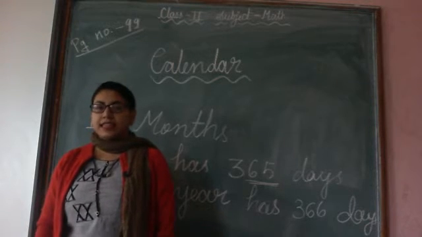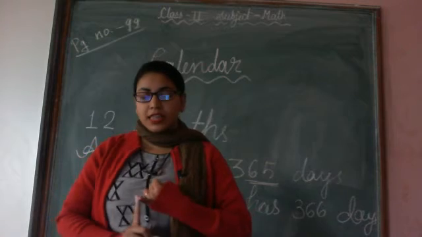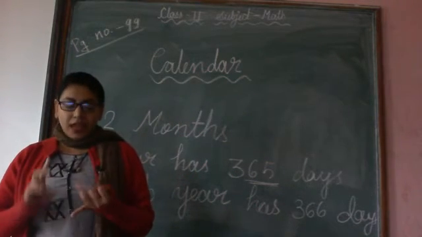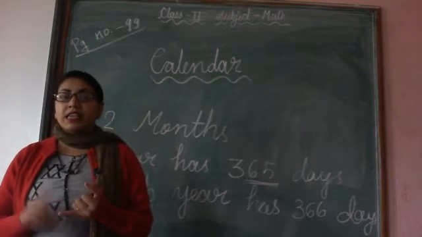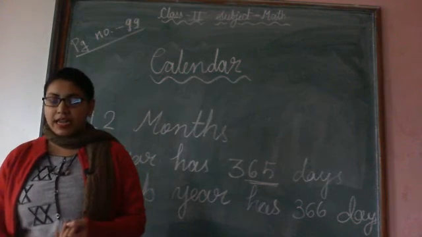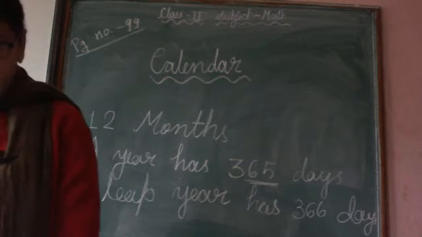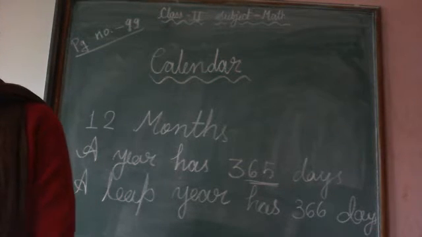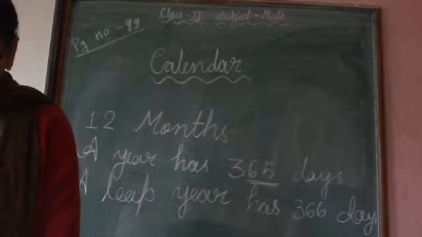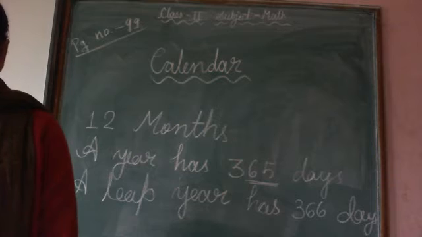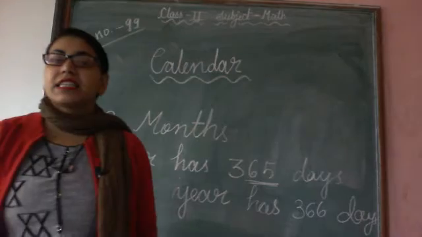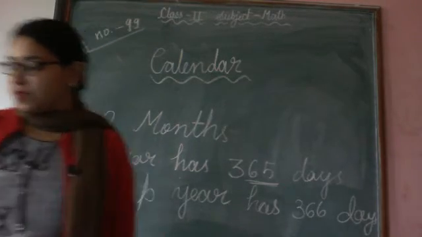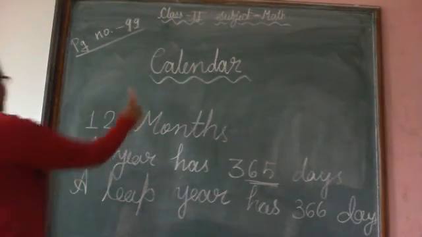Now let's solve the exercise. See what you need to do. You need to learn all the spellings of months, all the spellings of weekdays, and you need to know which month is having 30 days and which month is having 31 days. So months with 30 days are April, June, September and November. And months with 31 days are January, March, May, July, August, October and December. And the month with 28 or 29 days is February. So all this information and the spellings you need to learn. So let's start the exercise.